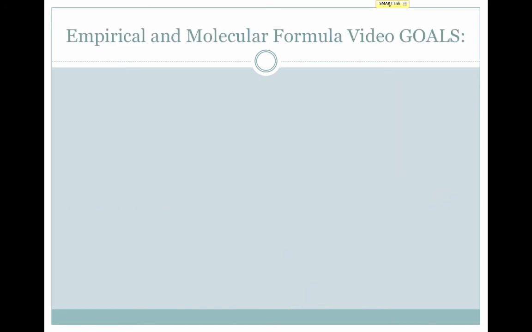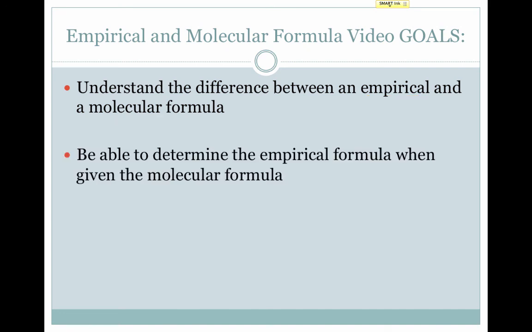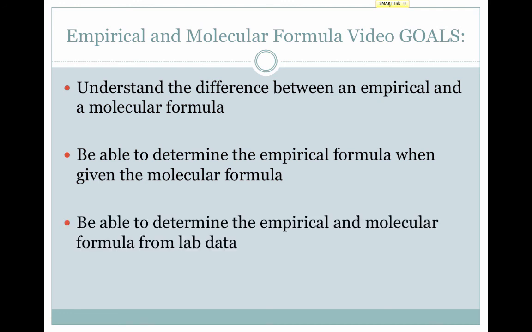That brings us to the end of our video. Let's review our goals. First, we looked at the difference between an empirical formula and a molecular formula, empirical being the smallest whole number ratio of atoms in a compound, whereas the molecular formula is not necessarily the smallest whole number ratio, but it does represent the actual ratio in the compound. Then we looked at how to determine the empirical formula from the molecular formula. And finally, we looked at how to determine the empirical and the molecular formula from lab data.